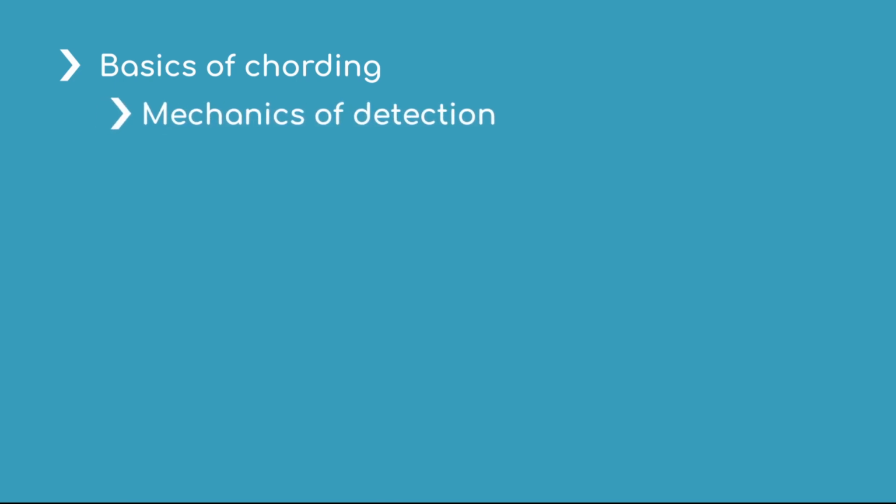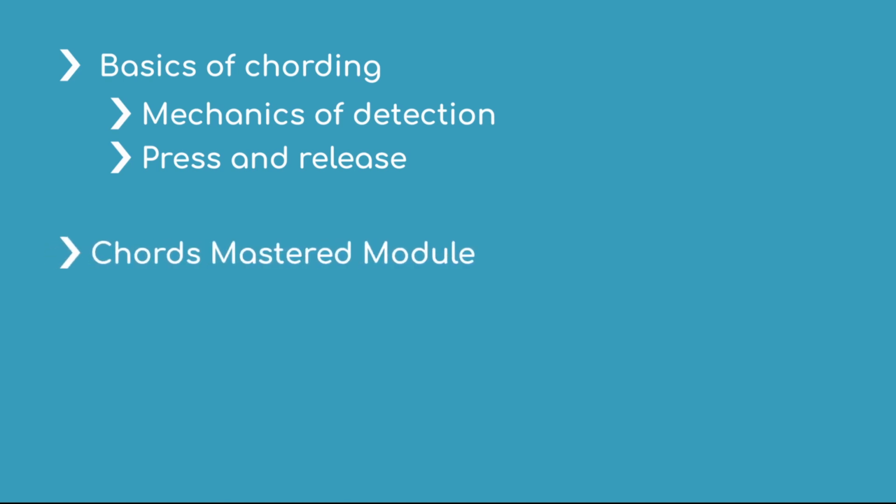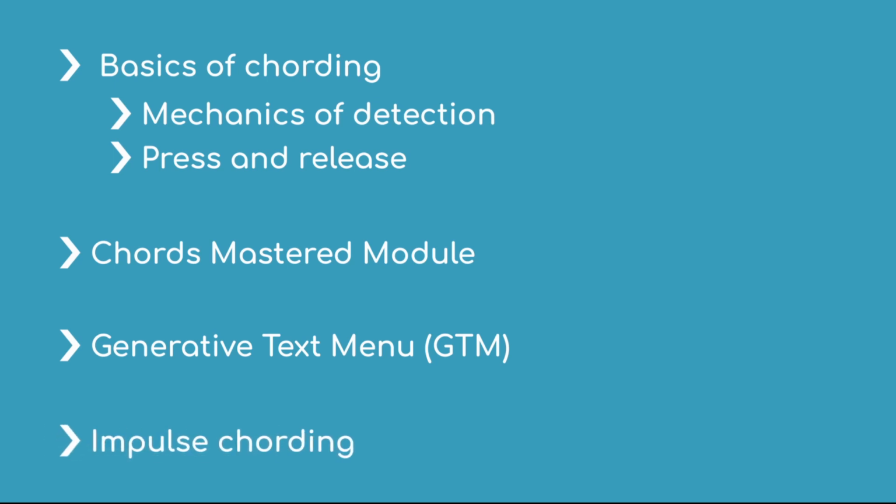In this video, we talked about what chords are and how they're actually used on our devices. We went into more details on what is happening behind the scenes to determine if a chord should be triggered, including the requirement of pressing the keys all at the same time and releasing them all at the same time. Next, we went into .io and we took a look at how to access and start to use the Chords Mastered module. Finally, we learned about the generative text menu and how it allows us to customize settings on our device from anywhere that we can type. We also talked about impulse chords and how easy it is to set up and create new chords on the fly so that we can start to grow our libraries.